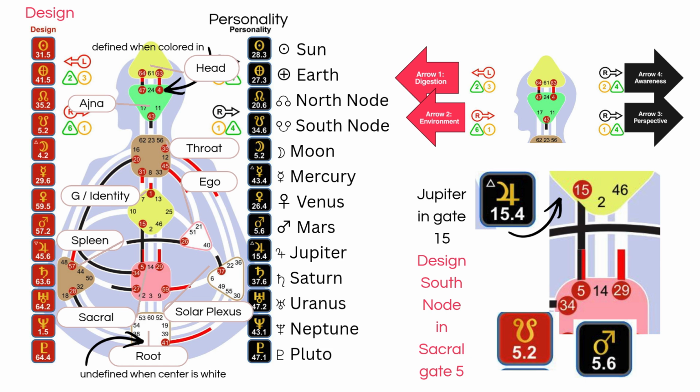You'll also notice at the top of a chart that there are 4 arrows. The first arrow, top left, is about digestion and whether your brain is active or passive. The second arrow, bottom left, is about your environment and whether you are observed or observing. The third arrow, bottom right, is about perspective, and the fourth arrow, top right, is about awareness.